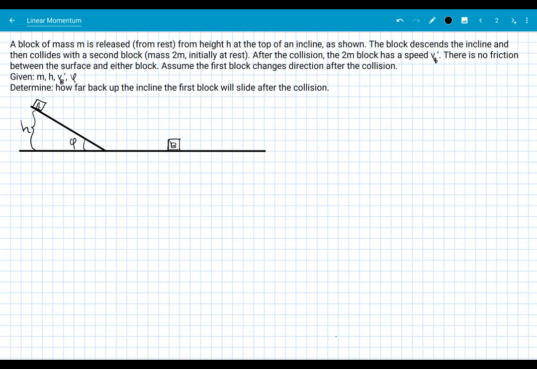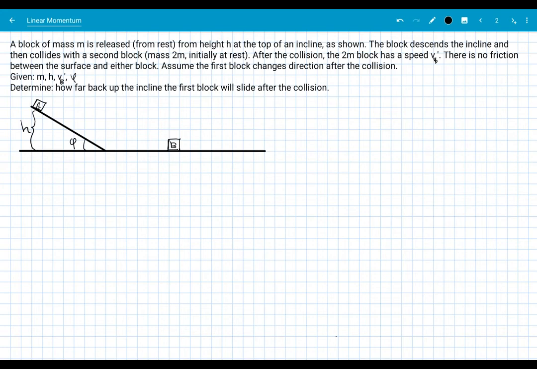You might be getting to the place now where as soon as you see collision, you're like, I know what to do. I apply conservation of momentum. But the issue with that is that you can't apply conservation of momentum right at the beginning of this problem. If you think about it, right? Because both of the blocks are at rest.